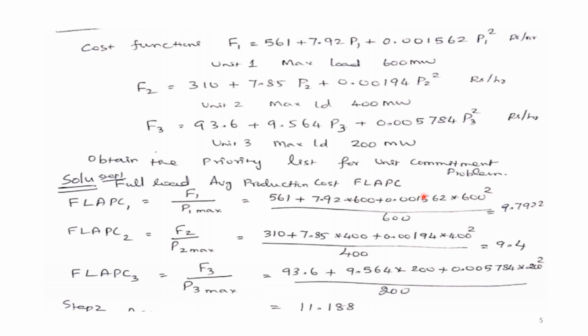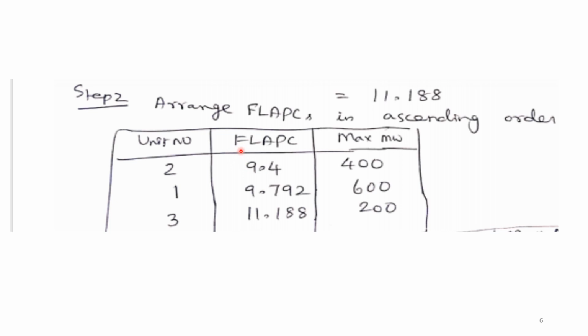So we have found the three values. In ascending order, from minimum to maximum, we frame the table. The first, minimum value is unit number 2, with value 9.4 and maximum megawatt 400. Next is unit 1, 9.792, with 600 megawatt maximum. And last is unit 3, with full load average production cost 11.188 and maximum megawatt 200.